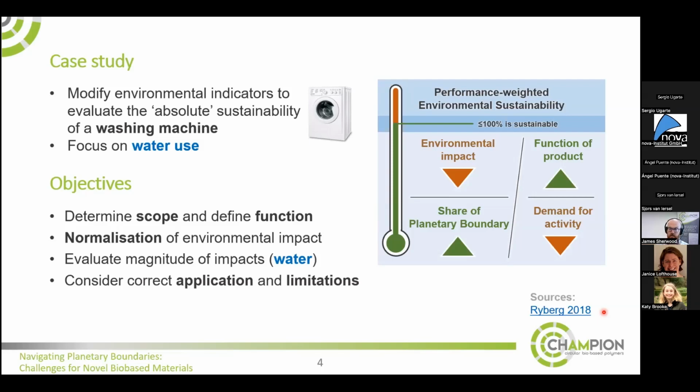And then we talk about the share of the planetary boundary. How do we go from something that describes the maximum impact we should have on a global scale to one of a single washing machine? And then we'll talk about the actual magnitude of the impacts, so particularly water, and then we'll have a bit more of a discussion on applications and limitations of this calculation.